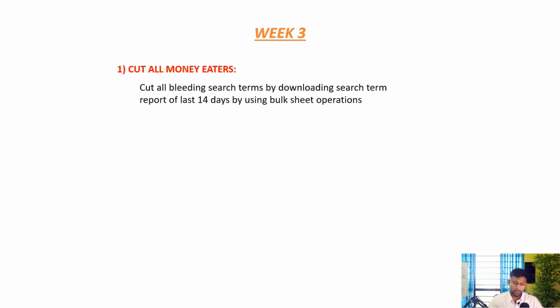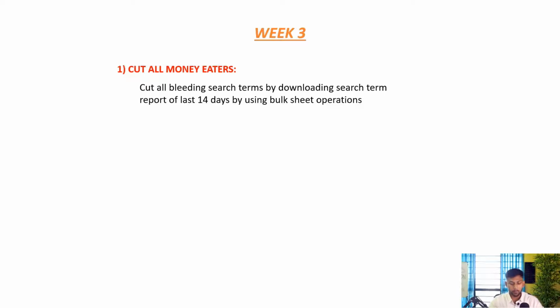Now straight to that step, below the facilitate column, write down: cut all bleeding search terms by downloading search term report for the last 14 days using bulk sheet operations. Now, bulk sheet operations, I will tell you what exactly it is.